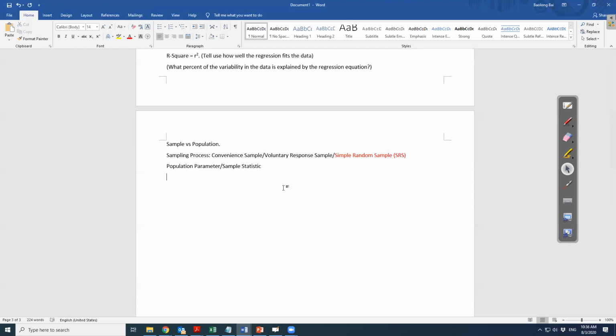And then we also talk about observational study versus experimental study.